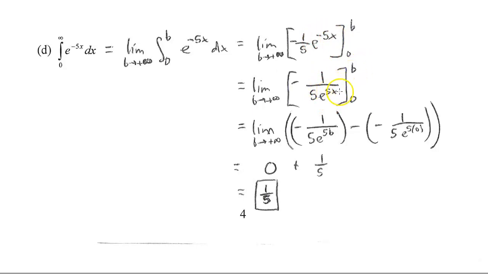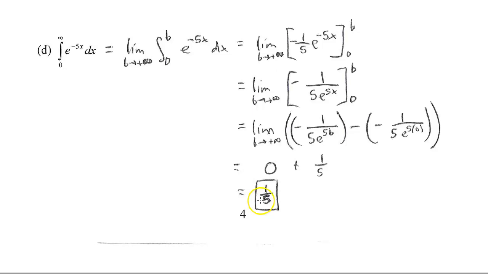If we plug in b and plug in 0, what do we get? We get negative 1 over 5 e to the 5b minus a negative 1 over 5 e to the 5 times 0. Now 5 times 0 is just 0, and e to the 0 is 1. So what we get is 1 over 5 times 1, that's 1/5. So we have a minus a negative 1/5, so that's positive 1/5. Now as b goes to infinity, e to the 5b blows up, that goes up to infinity. So 1 over that should go to 0. As b goes to infinity, this goes to 0. So what we get is 0 plus 1/5, or 1/5.